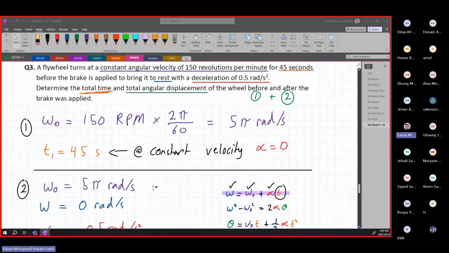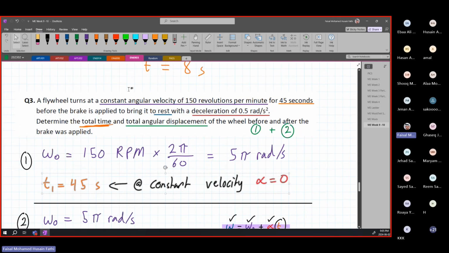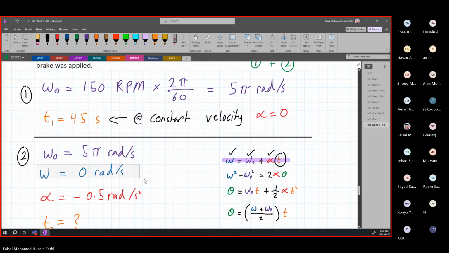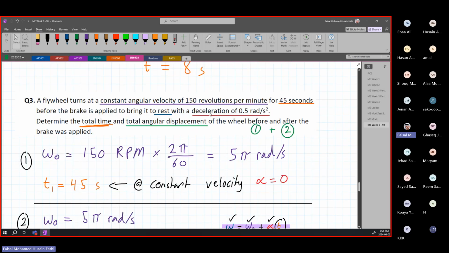Let me repeat this question. I will go over it very quickly again. All we did was first convert to radians per second. Then we had two phases. The first phase is the flywheel turning at constant speed for 45 seconds. After that, there was the phase of deceleration, where the wheel became slower until it reached rest. Our final angular velocity was 0, and we had a deceleration of some sort.